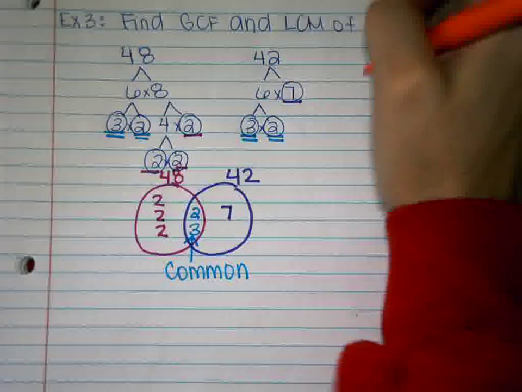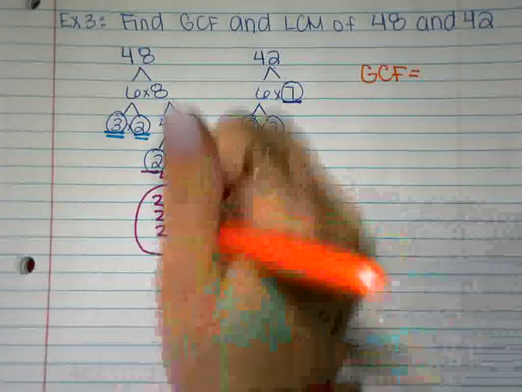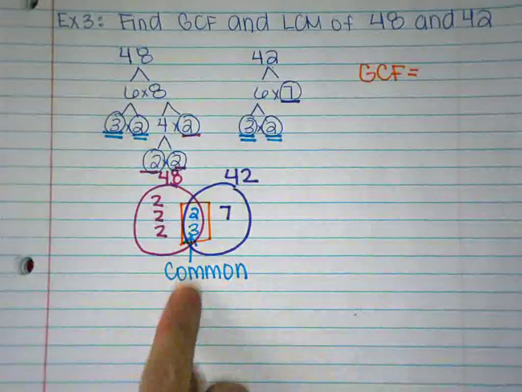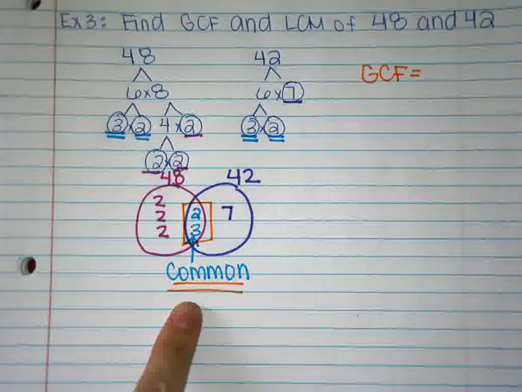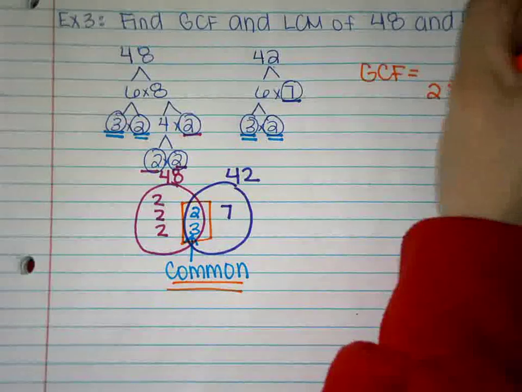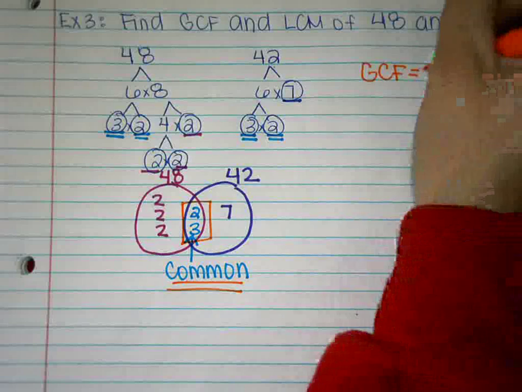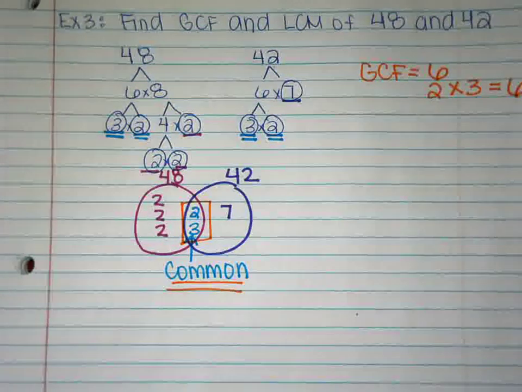So to find your greatest common factor, it is the numbers that they have in common. So the common numbers are 2 and 3. We need to multiply them together. 2 times 3 is 6, so my greatest common factor is 6.